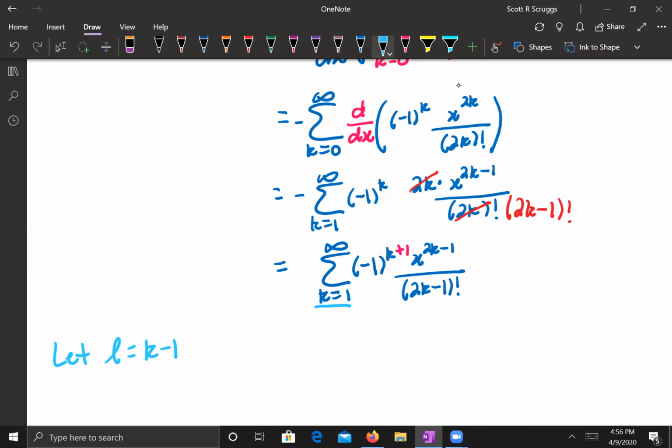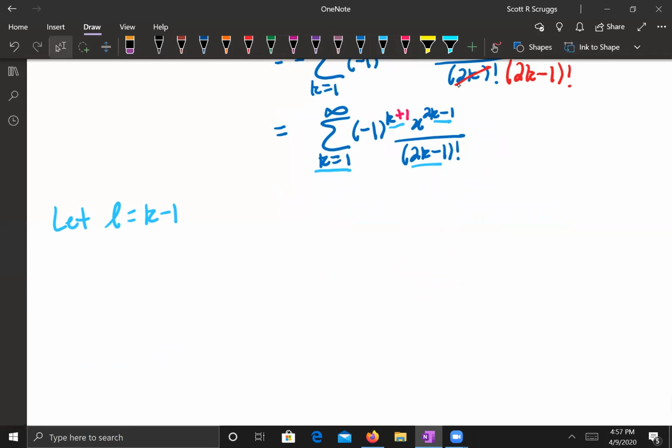In this case, that's going to be L. So I'm going to let L be k minus 1, which means inside the series, wherever I saw a k, I'm going to have to rewrite that in terms of L. And unlike the previous example, I don't have just a k minus 1 popping in, meaning I can't just go ahead and say, oh yeah, it's just L. So we're going to have to do some rewriting to rewrite the k plus 1 and the 2k minus 1 in terms of L.